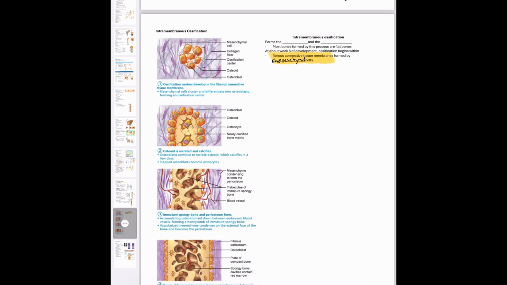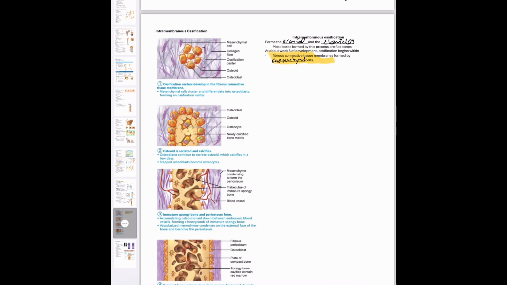Another big difference here is that intramembranous ossification is going to help form the cranial bones, as well as the clavicles. During endochondral ossification, that is going to be the primary process used to build the majority of the bone, and intramembranous ossification is specifically for the cranial bones as well as the clavicles. This process is going to occur about week 8 at the end of month 2. So let's take a look at some of the different steps for this process.